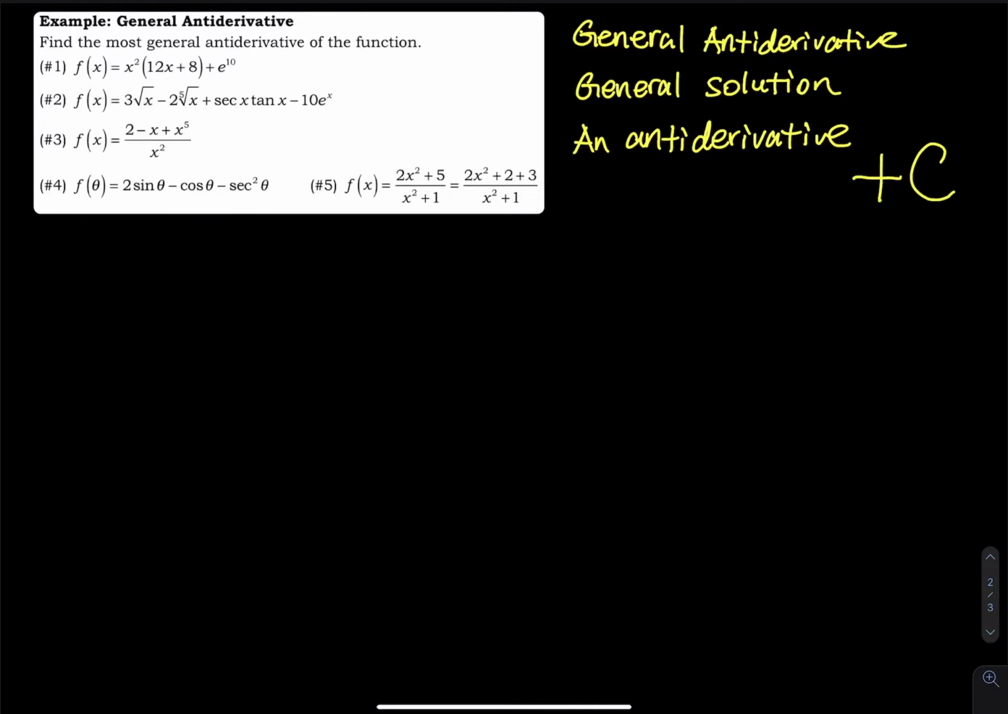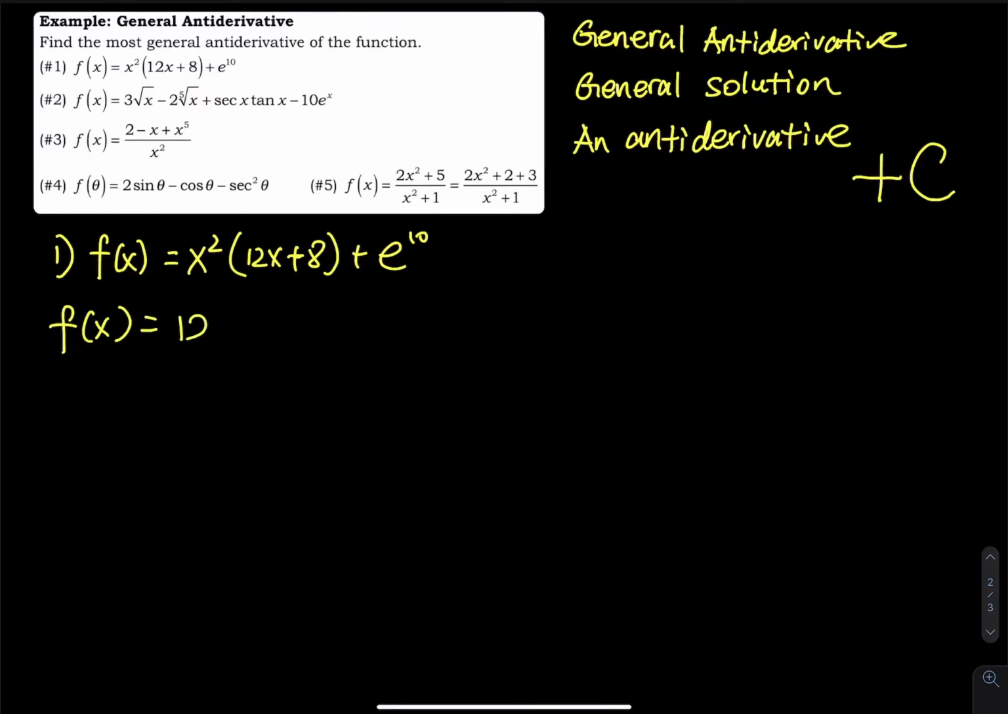Number one, we have f of x equals x squared times 12x plus 8, and then plus e to the 10th power. Let's do the distribution first. So f of x equals 12 x to the third, plus 8x squared, plus e to the 10. All right, and then let's undo the derivative. So we are not going to bring the 3 down and subtract 1 anymore. This is how we are going to do it.